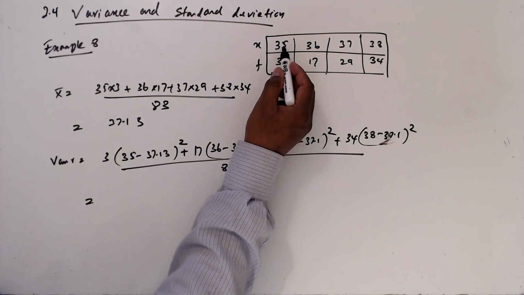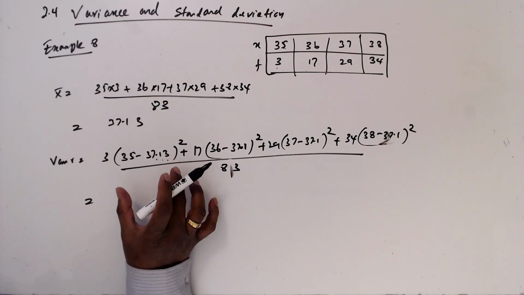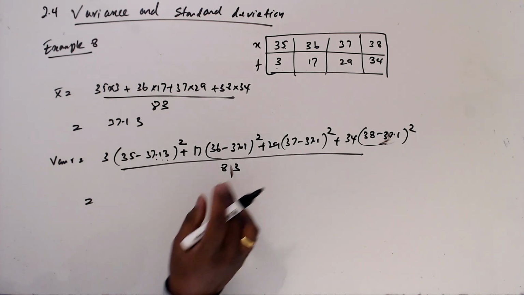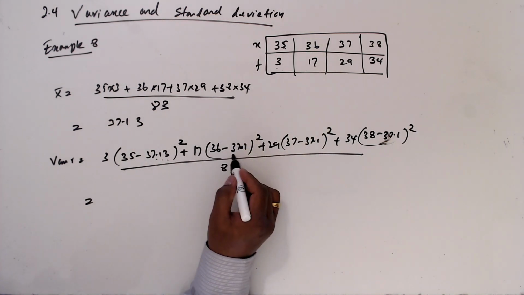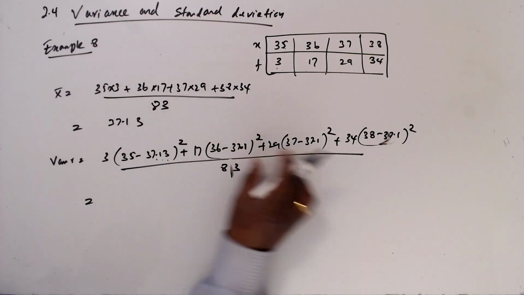See, for a one value, 35 minus 37.13, the difference. To make the error, square it, to make it positive. Difference, 36 minus 37, and square it. Take that difference from here, square it.